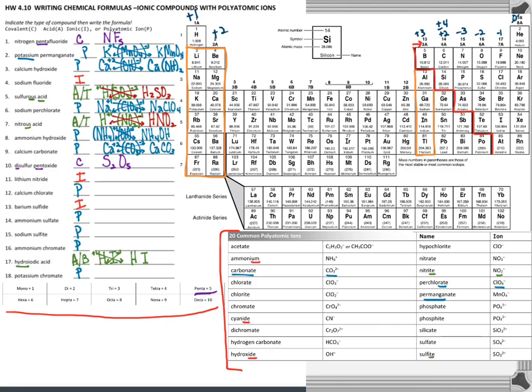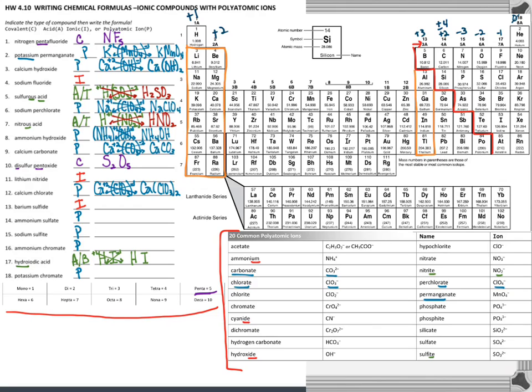Next I have calcium chlorate. So again, calcium is in group 2. Chlorates, let me look for chlorate. ClO3, charge of -1. I'm going to crisscross them. So I have 1 calcium, but I'm going to end up with 2 of these chlorates, ClO3. So I'm going to use parentheses. I'm going to put that 2 behind that parentheses.